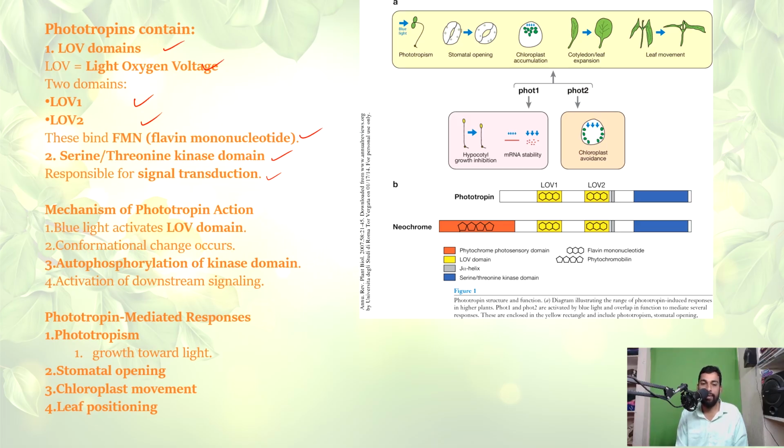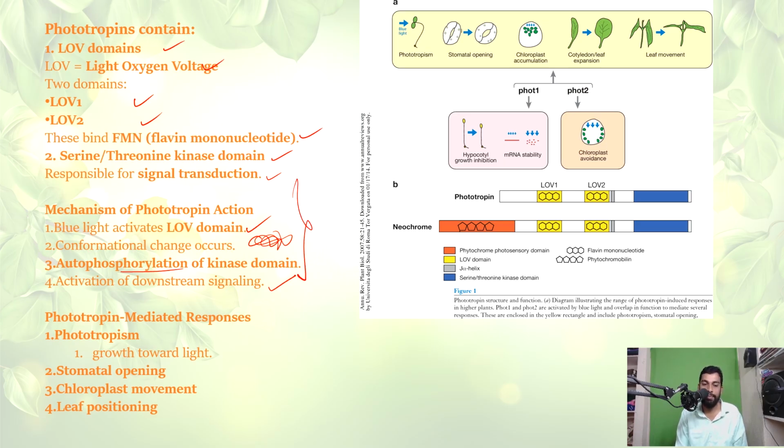Mechanism of phototropin action. What is the mechanism? Blue light activates the LOV domain. Conformational changes occur. Conformational changes mean changes in the protein structure. The third one is autophosphorylation of the kinase domain. So phosphorylation is happening here. Then activation of downstream signaling. Remember them, I cannot explain more.